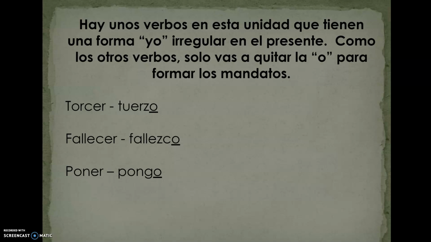But torcer, tuerzo, is the yo form in the present. So hopefully you're not telling someone to twist something, but or fallecer, hopefully you're not using that one either as a command, but if it happened to come up somewhere, that's what you're working with for a starting point from a command.